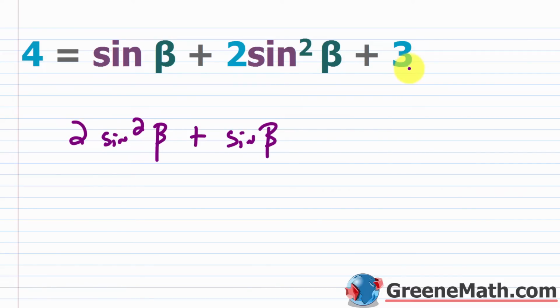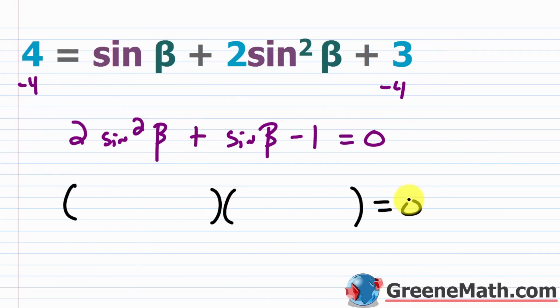So this would end up being basically -1 over here, because if I subtract 4 away from each side, this would be -1, and this equals 0. So now what I have here, I should be able to factor. Again, if you're struggling with this, if you just can't get past the mental roadblock, go ahead and take sine of beta and set that equal to a variable like u. But I think we can get past it, right?